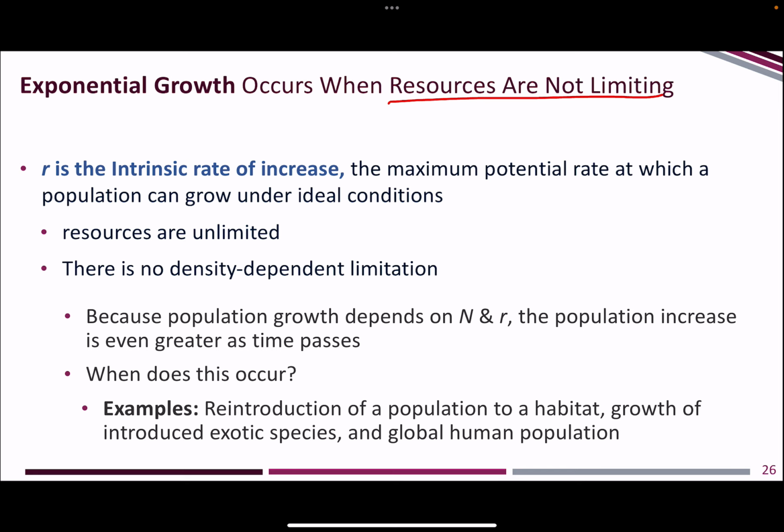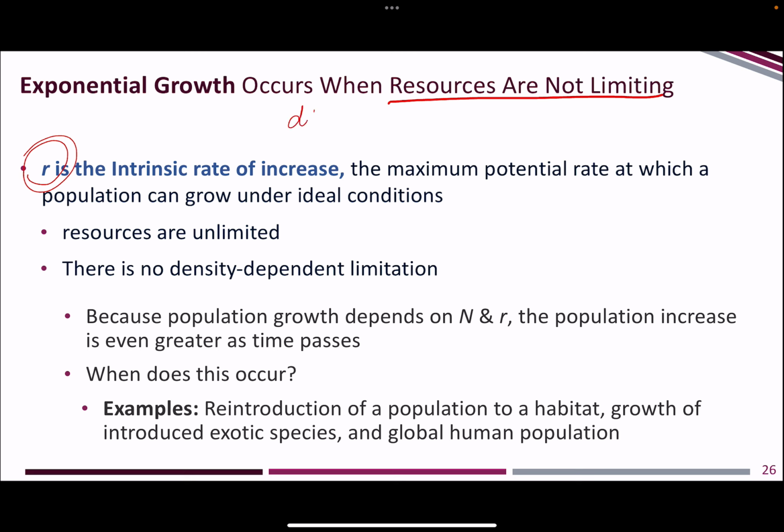Now, that's not to say populations never enter exponential growth. In fact, when we look at logistic growth, we're going to see that all populations are probably starting out at some level of exponential growth, and then their pattern is going to shift once those resources become limiting again. So exponential growth is going to be based on something that we call the intrinsic rate of increase. Now, we've already seen the intrinsic rate of increase. That's that value r that we were talking about in our previous video.